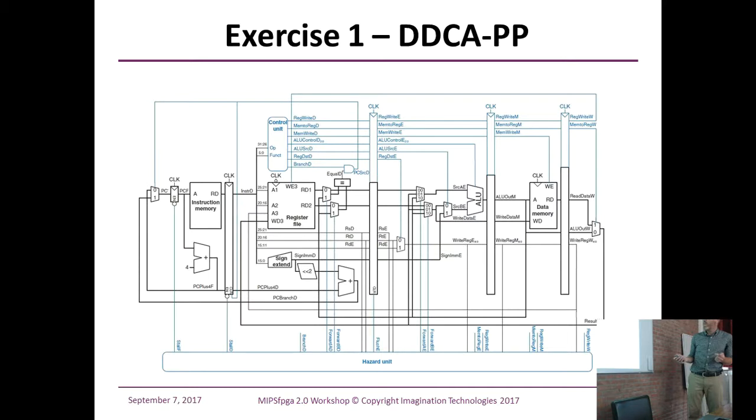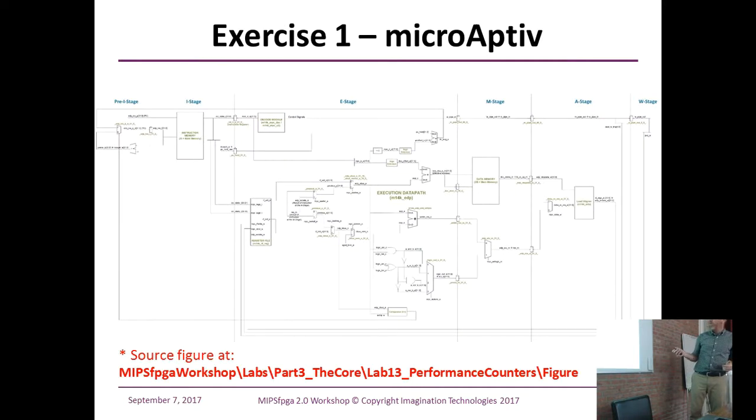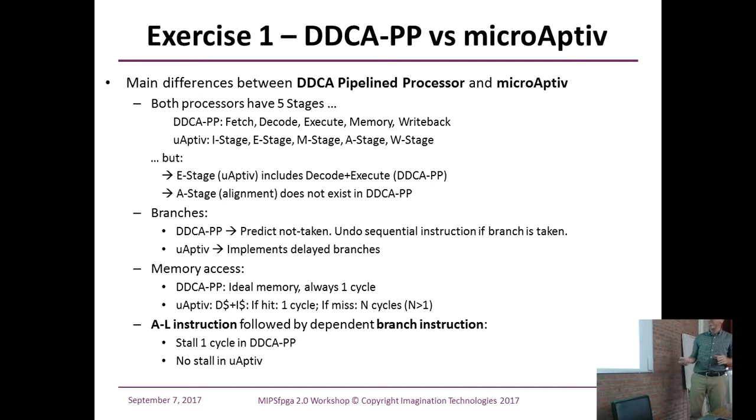Instruction memory and data memory will never miss. They'll always provide the information in one cycle. Whereas in MicroActive, we have real memories. We have a first level cache and then main memory. So if we miss in the cache, we'll have to wait for some cycles. This will never happen in the processor in the book. But those are the main differences. For the rest, it's very similar.